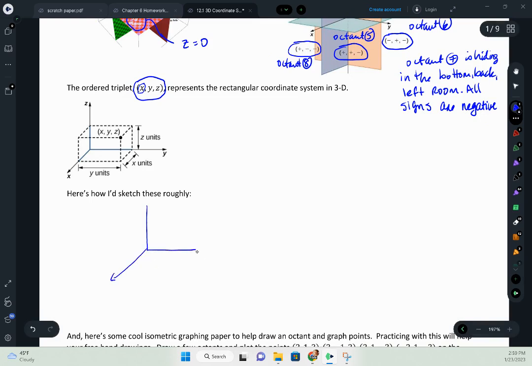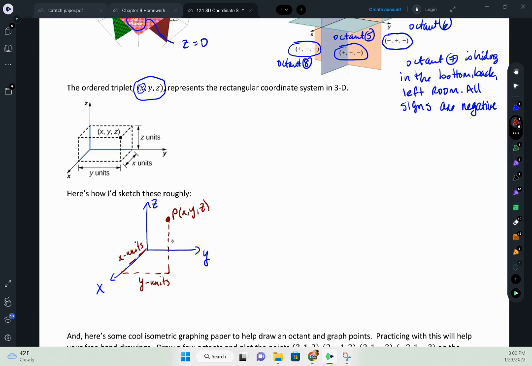So, just sketching this roughly, I have a couple of ways that I sketch my X, Y, Z axes. One of them is just like this. I have my X axis, Y axis, and my Z axis. If I wanted to get to some particular point X, Y, Z, I'm going to go out by X units on the X axis. Then I'm going to go over, running parallel to the Y axis, however many Y units. And then I'm going to go up to my point P, whatever it happens to be, some X, Y, Z. I go up by whatever number of units Z tells me to go up.